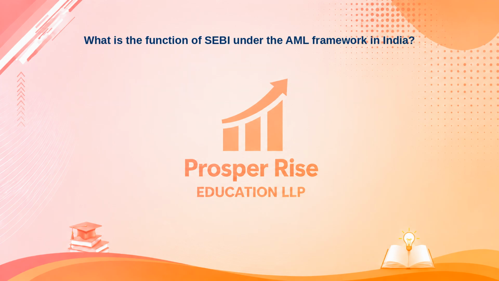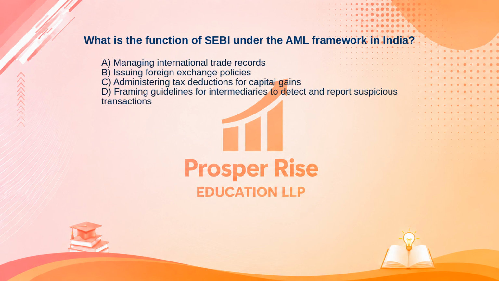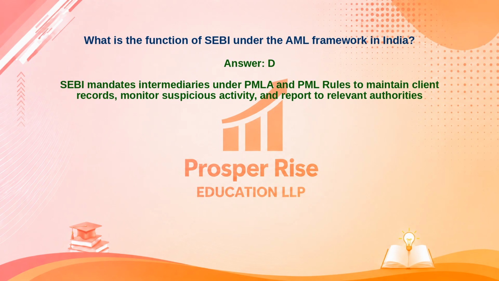laundering transactions. What is the function of SEBI under the AML framework in India? Here are your options. A. Managing international trade records. B. Issuing foreign exchange policies. C. Administering tax deductions for capital gains. Or D. Framing guidelines for intermediaries to detect and report suspicious transactions. Take a moment to pause the video and decide. The correct answer is option D. Let's see why. SEBI mandates intermediaries under PMLA and PML rules to maintain client records, monitor suspicious activity, and report to relevant authorities.